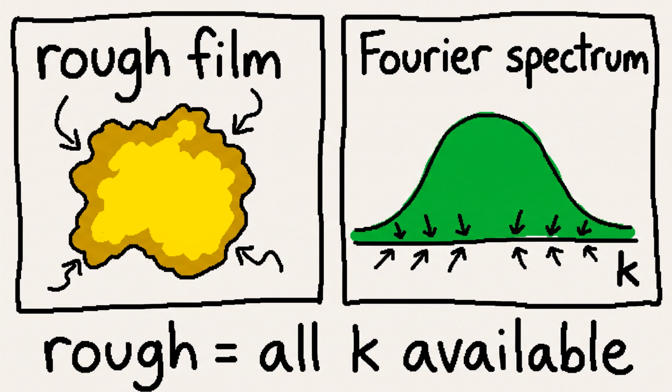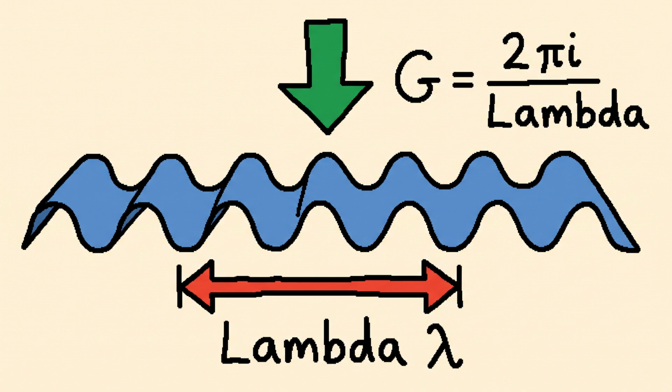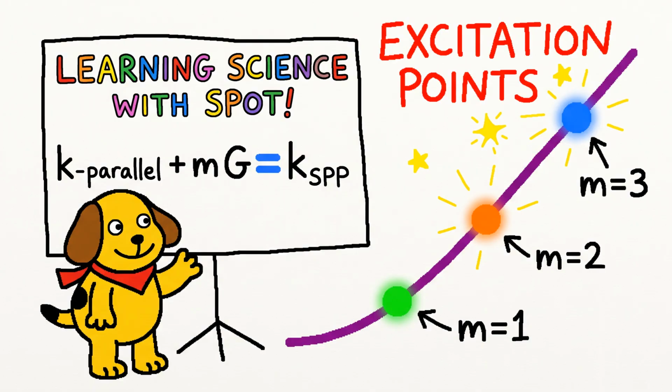Third, and the one we'll focus on, a grating. A periodic structure with period capital lambda adds a discrete momentum kick of size capital G, equal to 2 pi divided by capital lambda. The momentum matching condition becomes k parallel plus m times capital G equals k_SPP, where m is an integer, the diffraction order. The lattice supplies the missing momentum. The photon's frequency doesn't change. The lattice just gives it the extra k it needed.